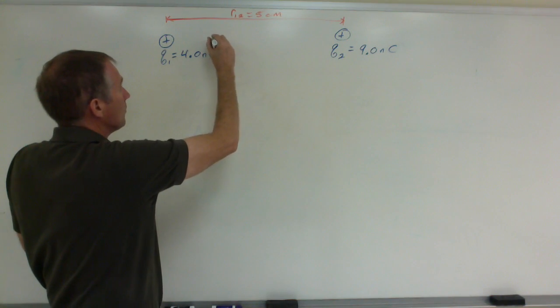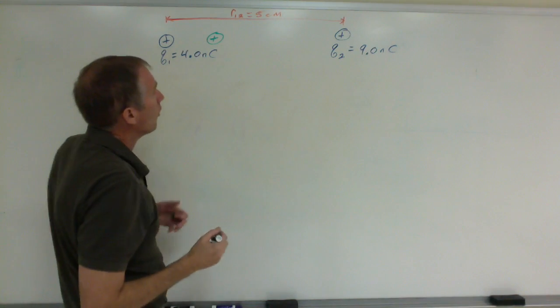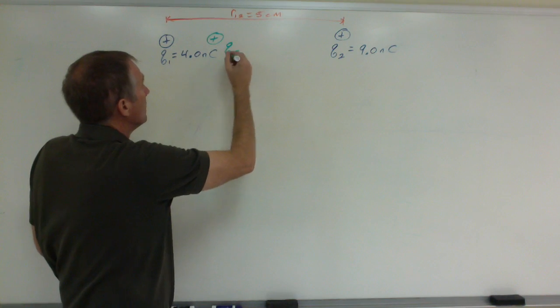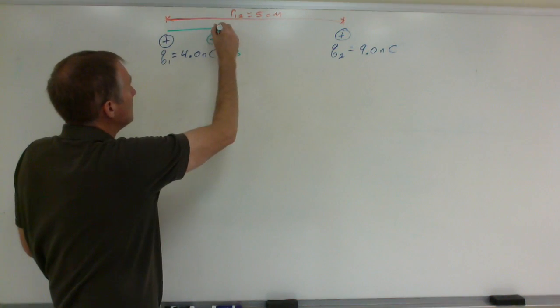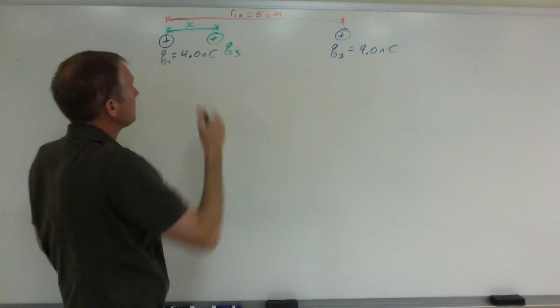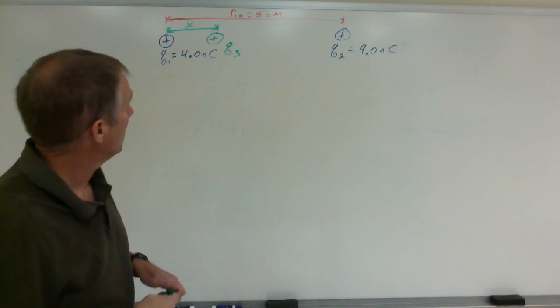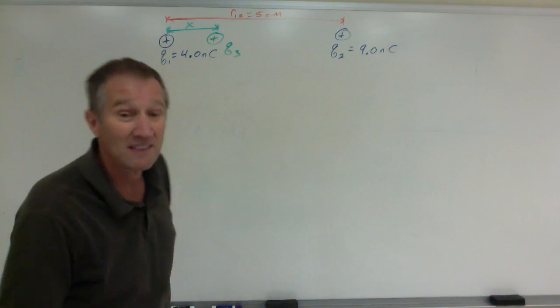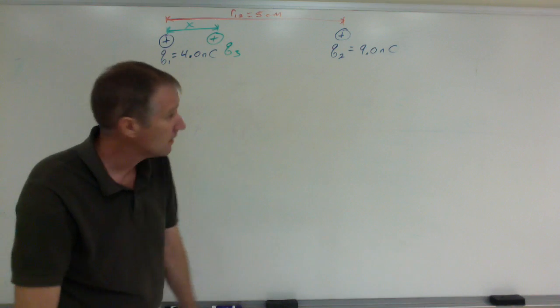I'm going to place a third charge, Q3, over here somewhere. So that's Q3. And I want to figure out that distance. I'm going to label it X. I don't even know the value of Q3. I don't need to know the value of Q3 because it's going to cancel out. Yay! Okay.